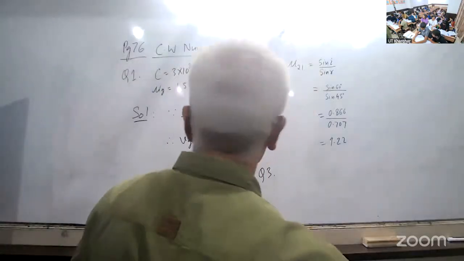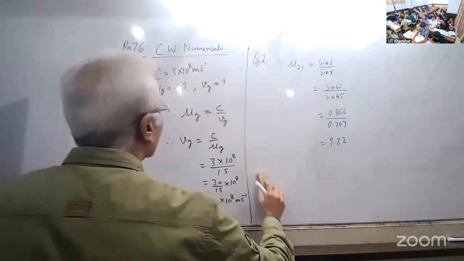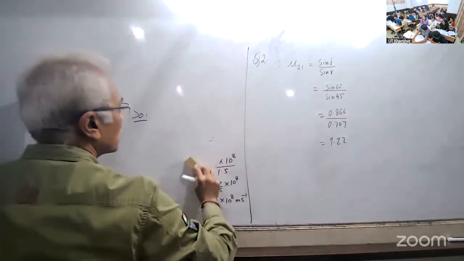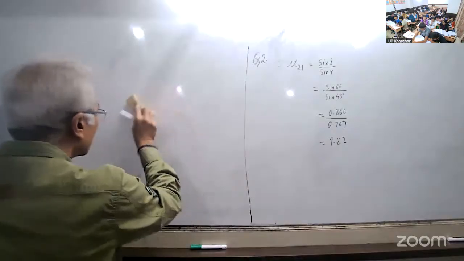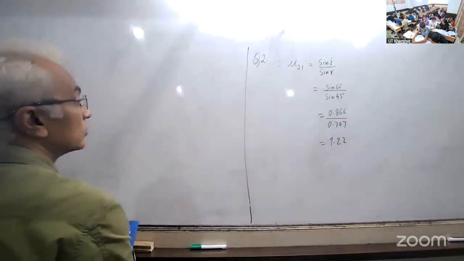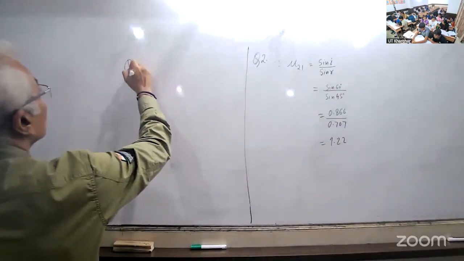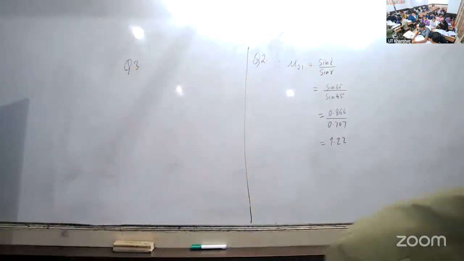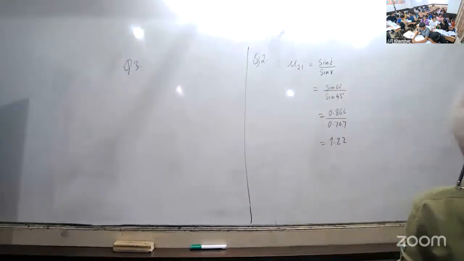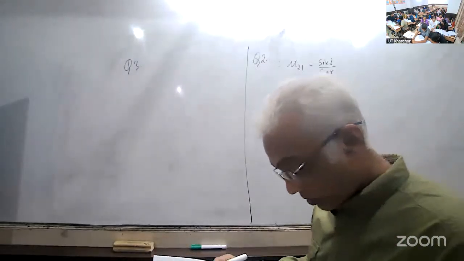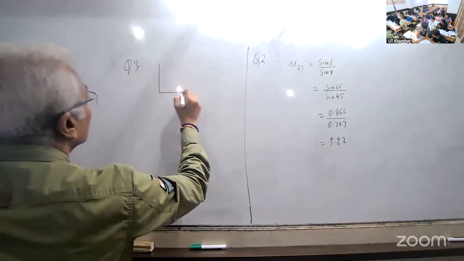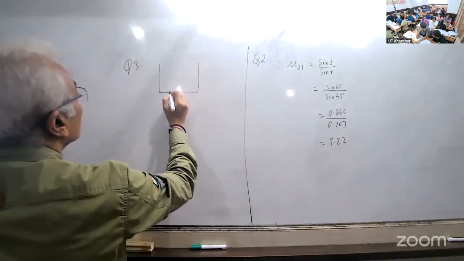So the next question is question 3. So what is this situation? You have a beaker in which a coin is placed.